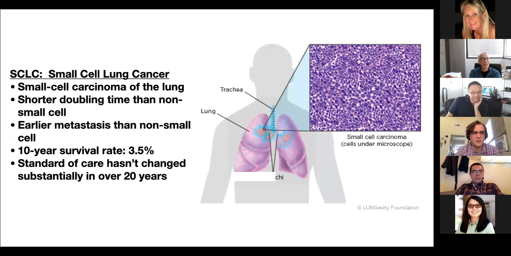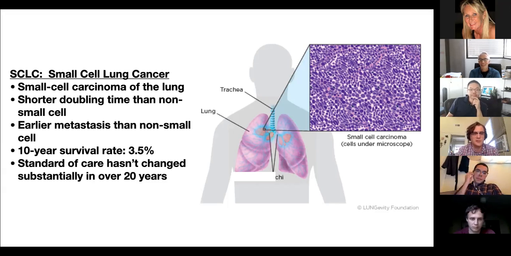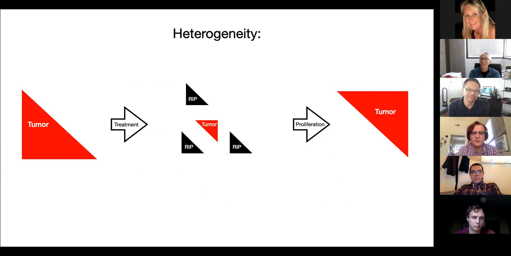It metastasizes earlier, and so what that means for patients is that usually by the time they're diagnosed, the cancer's in the extensive stage. It's spread through the lymph nodes and even to the brain, and it's too late to do much. The 10-year survival rate for this disease is only 3.5%, and the standard of care hasn't changed substantially in decades. And a big reason for that is cellular heterogeneity.